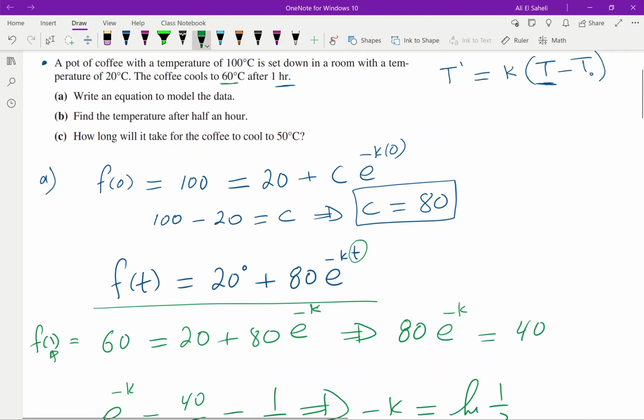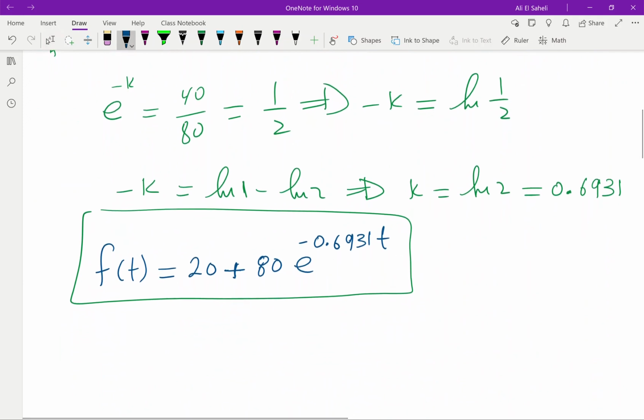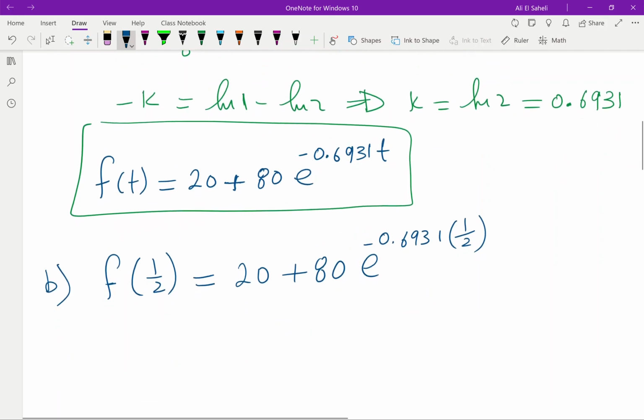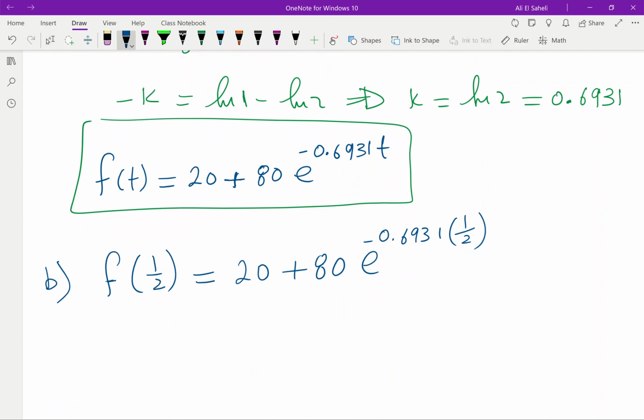All right, find the temperature after half an hour. Temperature at time t equals half an hour equals 20 plus 80 e to the minus 0.6931 times half. t is half. So we need the calculator for that.